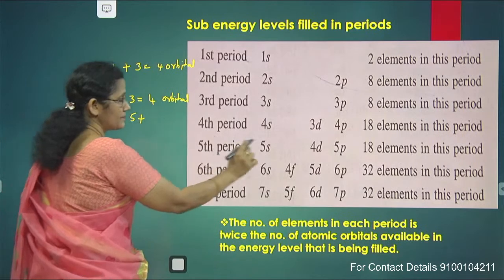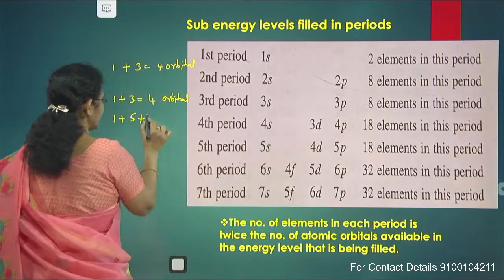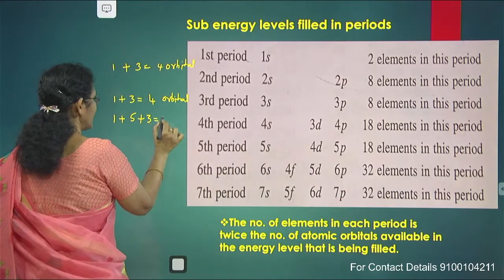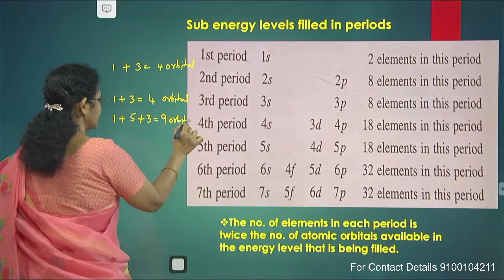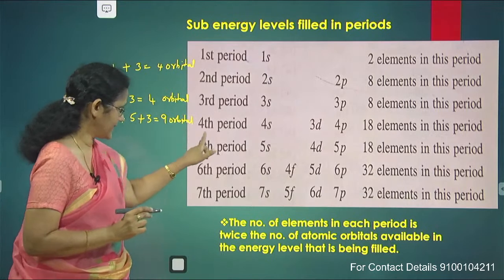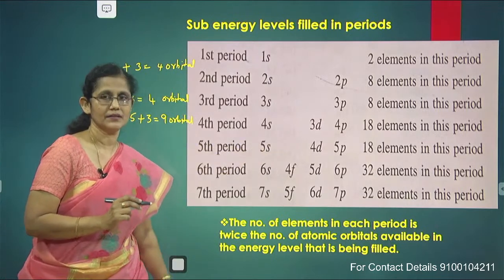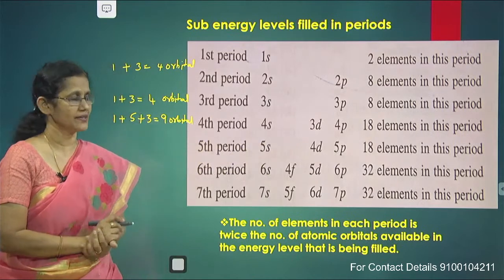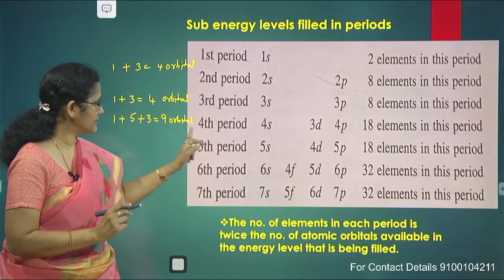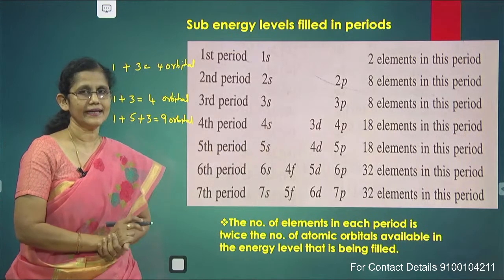How many p orbitals are available? 4p, 3. So, together 9 orbitals are available. In the fourth period, 9 orbitals are available. So, the number of elements is twice the number of atomic orbitals available. So, the number of elements in the fourth period will be 18.